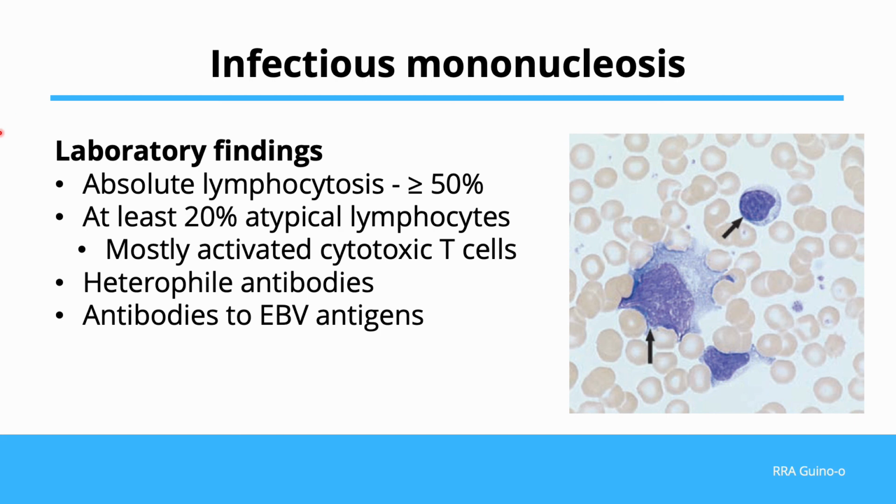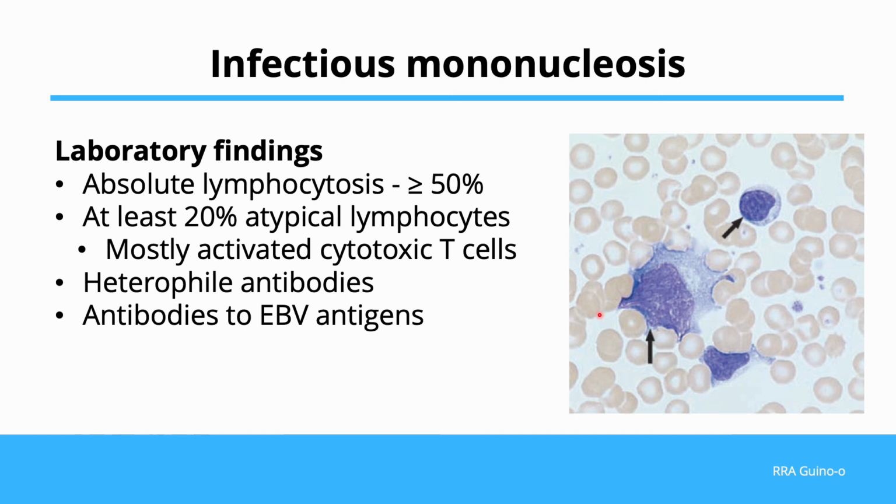Now, in the laboratory, patients with infectious mononucleosis will usually present with these different findings. First, we have absolute lymphocytosis of greater than or equal to 50%. This refers to the total number of lymphocytes in circulation. In this population of lymphocytes, at least 20% of them will be atypical lymphocytes, mostly activated cytotoxic T cells. In this figure, you can see some examples of atypical lymphocytes, and these are just lymphocytes that do not have the normal morphology of our lymphocytes.